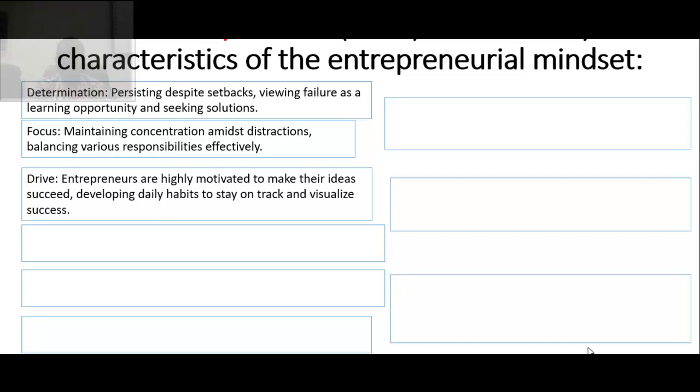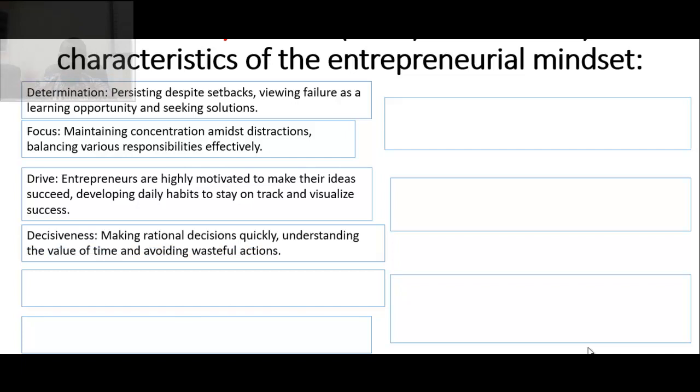The next one is decisiveness. Now, decisiveness is in the sense that you know where you are going, you pursue what you need to pursue, and you don't get yourself distracted. I'm looking at the goal. I'm looking at the target. I know where I'm going. So I'm decisive as to what I want to do. So when this challenge comes, I know where I'm going. Now, making rational decisions very quickly, I understand the value of time and avoid wasteful actions.